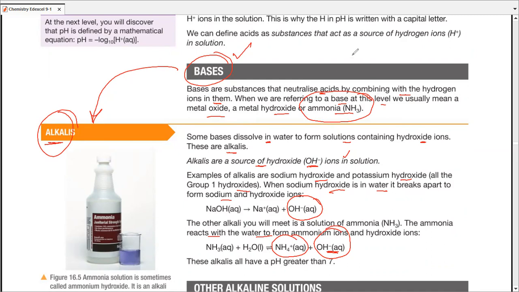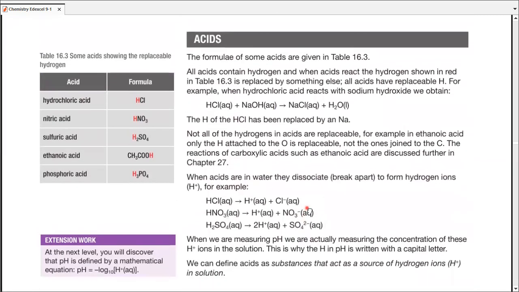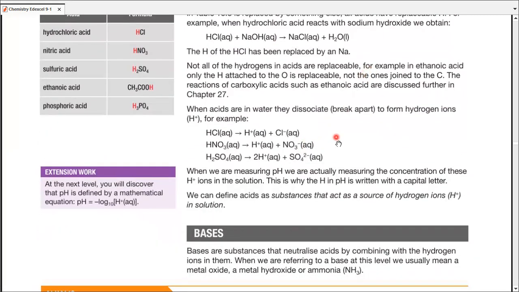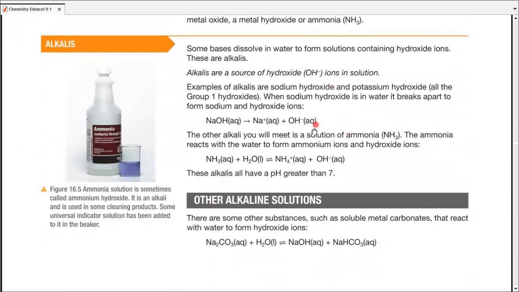Now, as we say that acids have a pH less than 7, they haven't mentioned it over here, but we have said it on the very first page. You're going to notice that we write: all alkalis have a pH greater than 7.